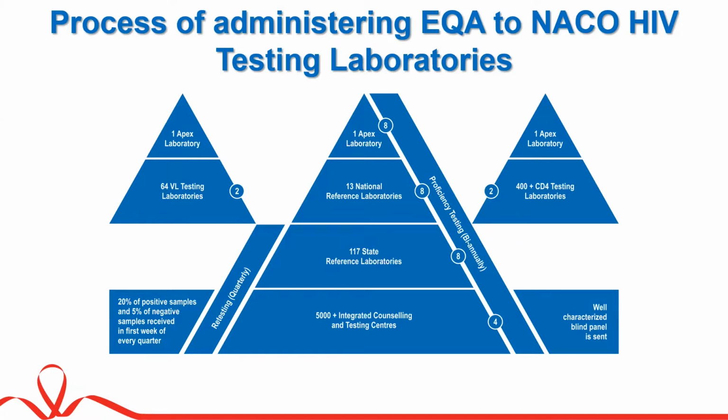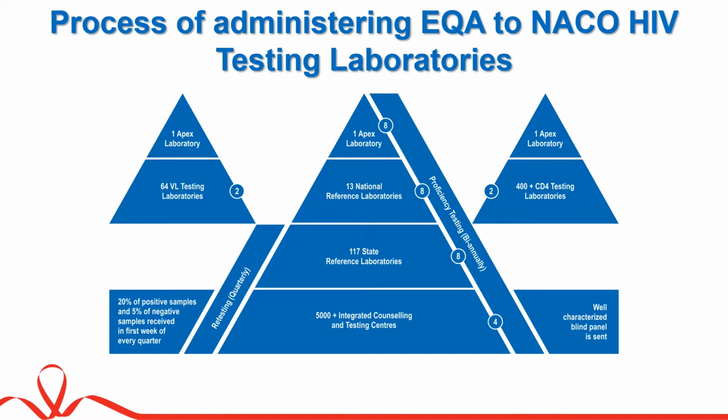So the only difference is for the Apex Lab, NRL and SRL, 8-member panels are exchanged, whereas for the ICTCs, 4-member panels are assessed. This is how the proficiency testing is being implemented. Now it is already implemented.